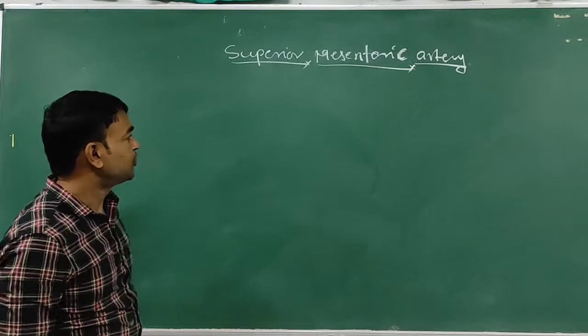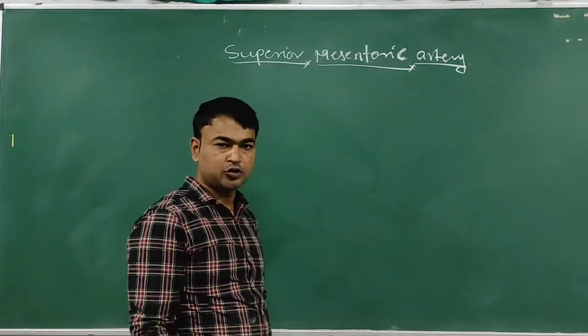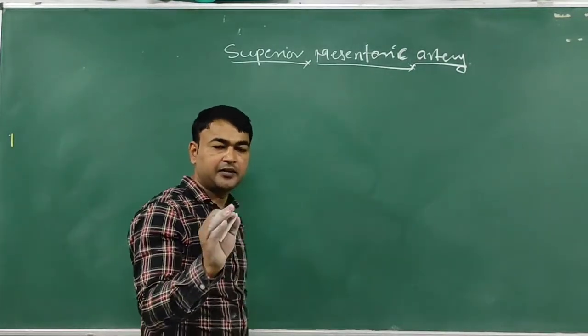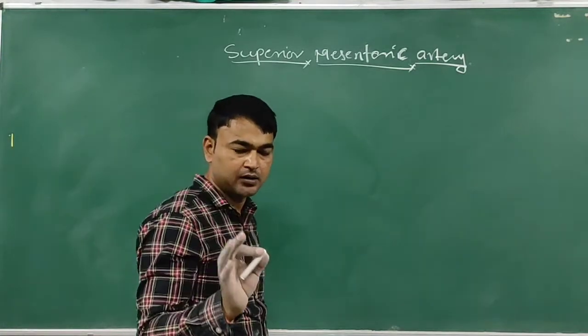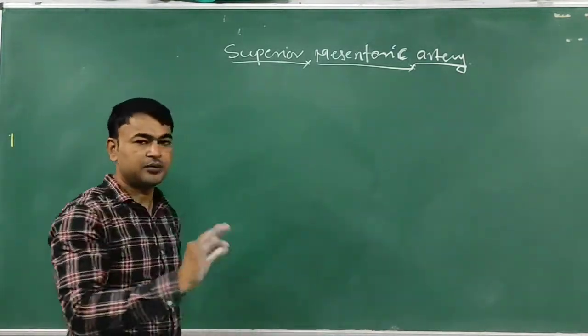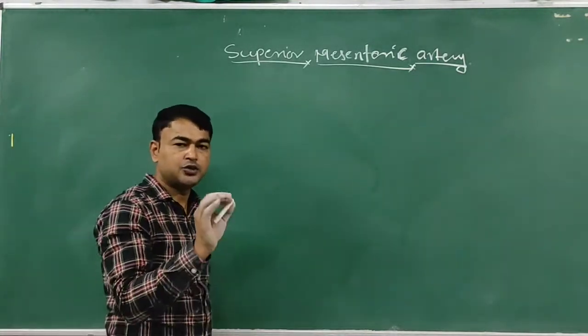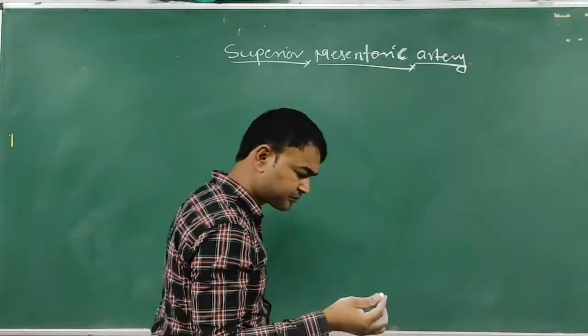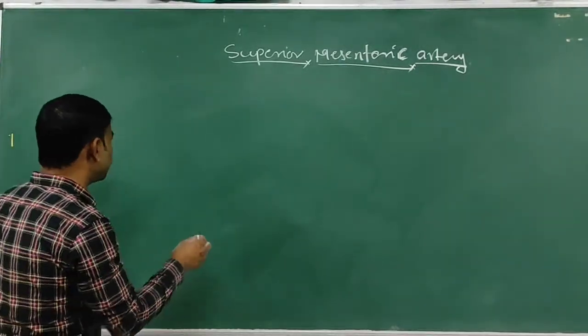Today's topic is the superior mesenteric artery. The superior mesenteric artery is the artery of the midgut, so the organs originating from the midgut are supplied by it. Location of the superior mesenteric artery.